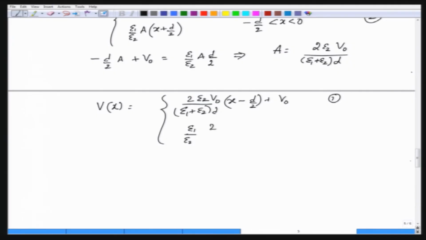A is 2 epsilon 2 by epsilon 1 plus epsilon 2, times V 0, times x plus d by 2 over d. Okay, this is the solution in region 2. Now, let us go ahead and compute the capacitance of this structure.